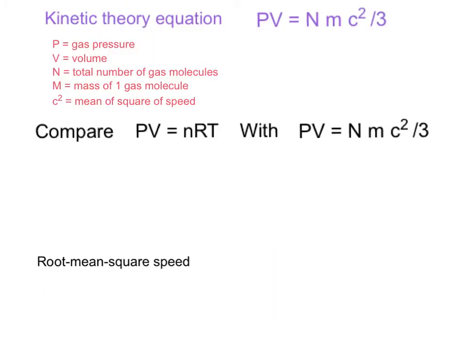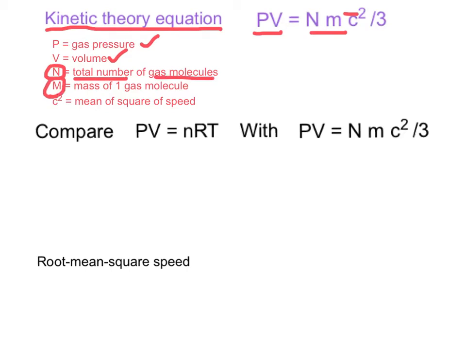When a gas is considered as an ideal gas, then we have the kinetic theory equation, which is PV equal to NM c squared over 3. Notice that P is the gas pressure, V is the volume, N is the total number of gas molecules, M is the mass of one gas molecule, and this symbol, okay, is the mean square speed of the gas.